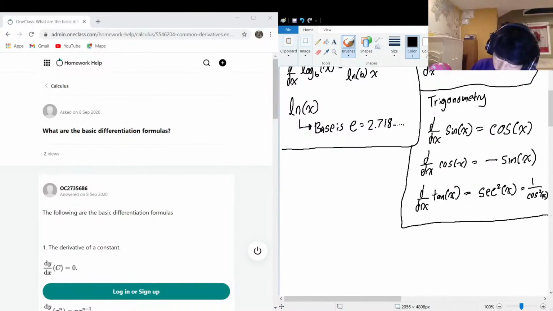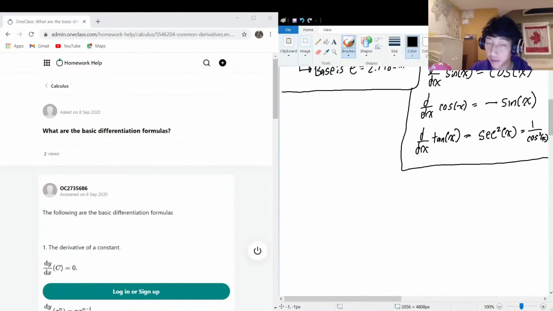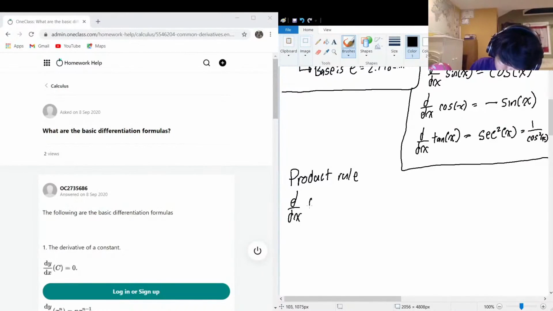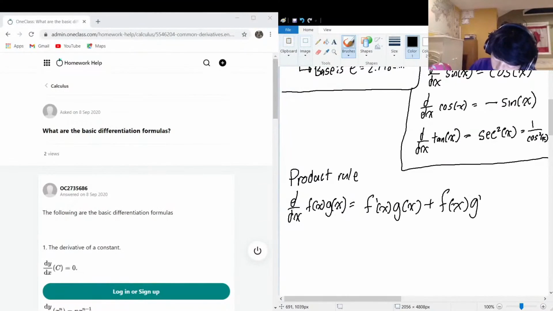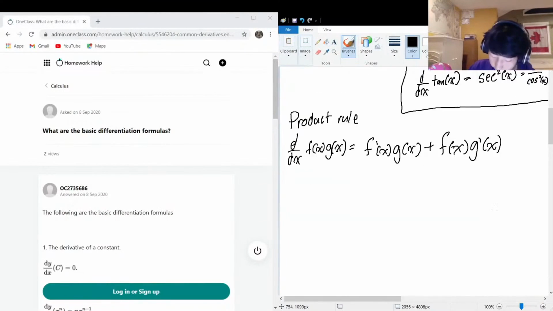But some other things that we need to talk about is, let's say we have functions multiplied together. Then we have the product rule. If we want the derivative, d over dx of f of x multiplied by g of x, we're going to want to do the derivative of f of x multiplied by g of x, plus f of x multiplied by the derivative of g of x.